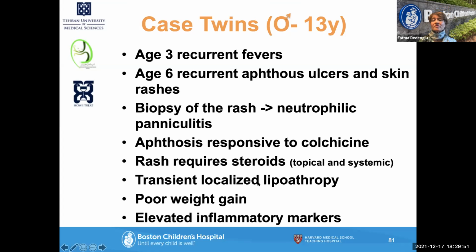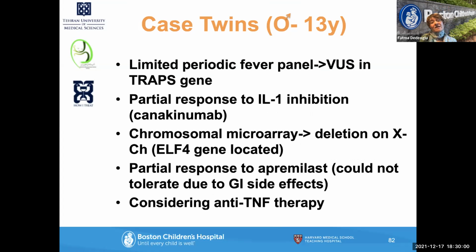And then he also developed this lipoatrophy. He's been having poor weight gain, elevated inflammatory markers, and concern about GI involvement. At the time, I sent a limited periodic fever panel, which was the only one available then. He had a variant of unknown significance in the TRAPS gene. I thought maybe this is what he has, the lipoatrophy, muscle, the rashes, everything, but I wasn't sure. I treated him with IL-1 inhibition with partial response.